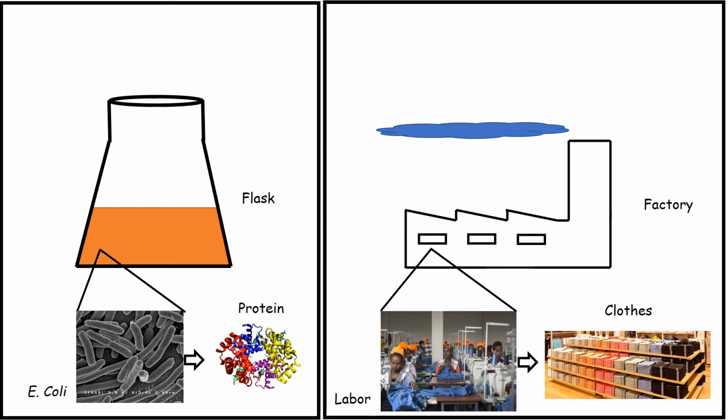Step 1, obtaining crystals. In order to produce crystals, we must have purified protein. Like laborers in a factory that produce clothing, we can hire bacteria, yeast, or insect cells to manufacture a protein based on a gene template we give them.